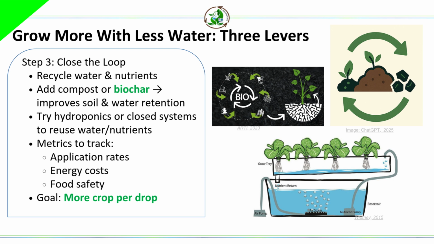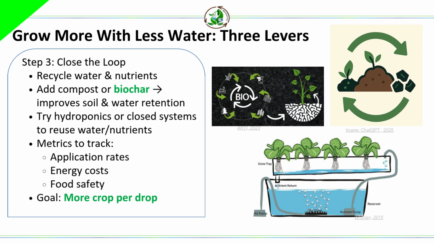Step 3 is to close the loop. This means recycling water and nutrients to make farming more efficient. Farmers can add compost or biochar to improve soil and help it hold water. They can also try hydroponics or other closed systems that reuse water and nutrients.